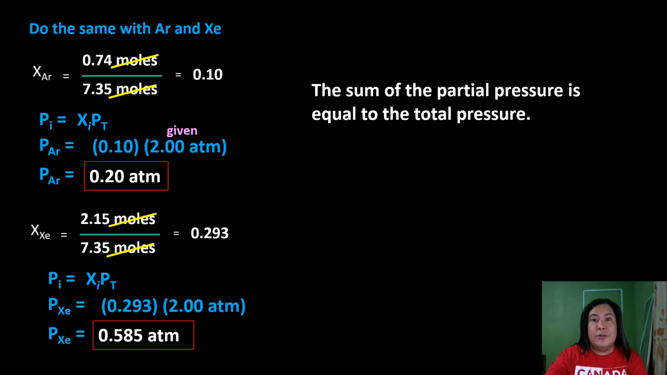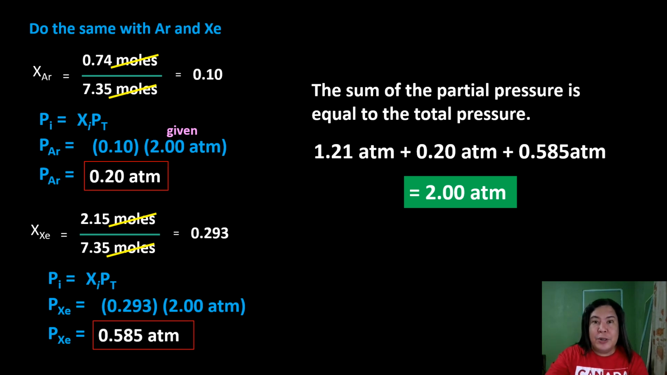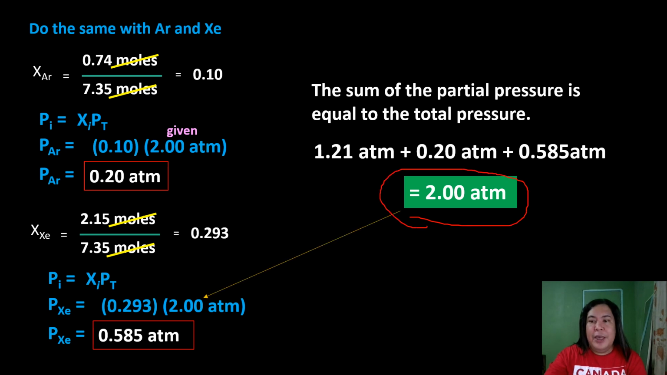The total pressure is equal to P sub 1 plus P sub 2 plus P sub 3 and so on. So 1.21 atm plus 0.20 plus 0.585. If you add that, you will get the total pressure of 2.0 atm. You can use this as a check. If you total the pressures and the value that comes out is not the total pressure, you have to recheck your mathematical solution, because there may be something wrong with the procedure.